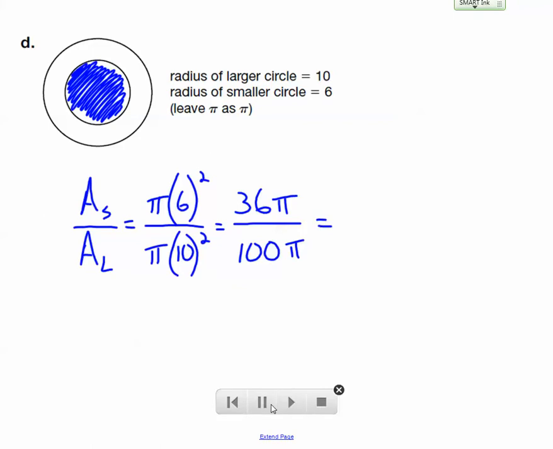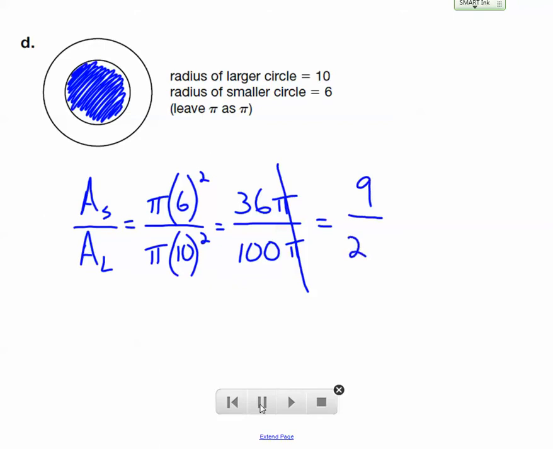So if we're going to simplify this, first of all, notice that pi over pi is 1. Just cancels out. So there's our probability right there, 36 out of 100. So you could say 36%, or 0.36, or we can simplify this fraction and make it 9 out of 25.